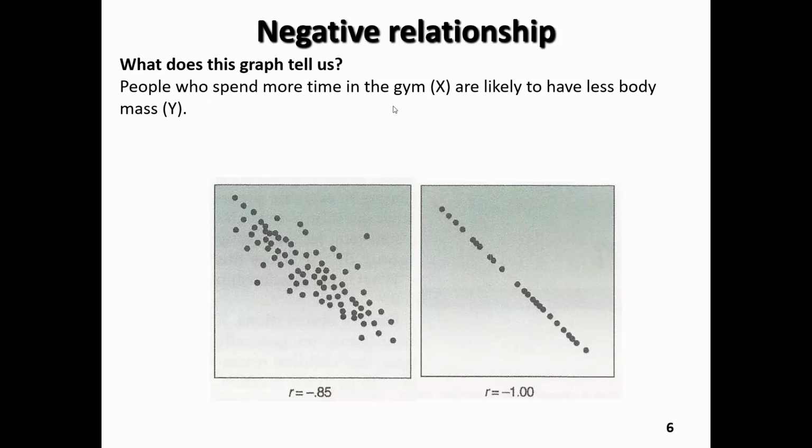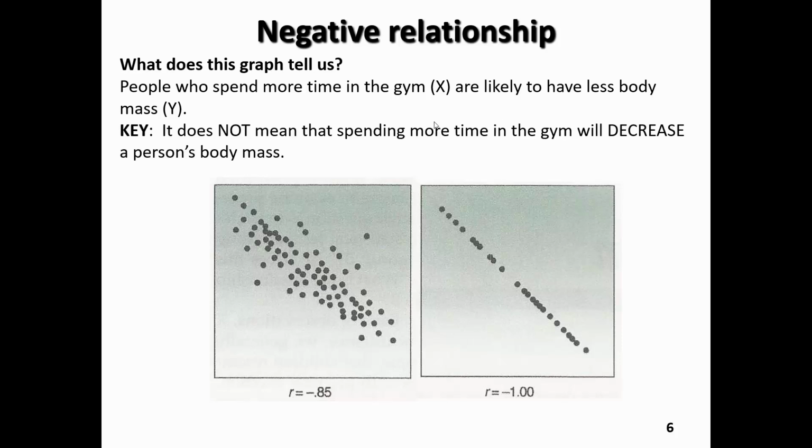And so the key outcome variable here is body mass. By looking at these two graphs, what we see is that there's a general pattern as the variable increases in value from left to right along the x-axis. There's a fairly clear pattern that the value of the y variable also decreases.